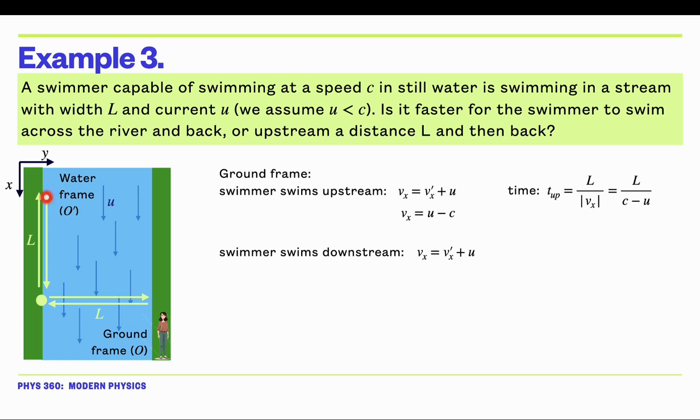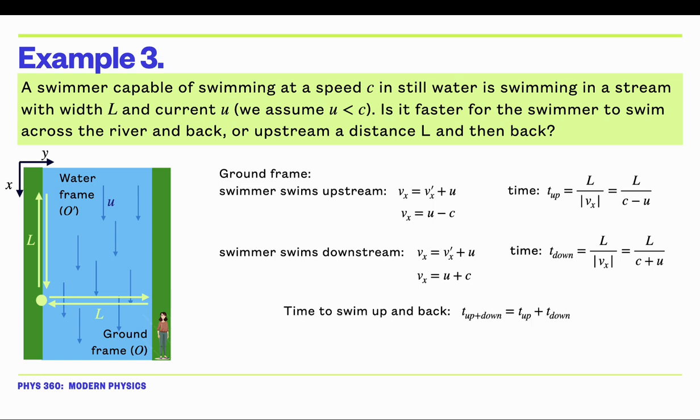So now when the swimmer turns around and goes back downstream, we get the same equation, but now the swimmer is swimming in the positive x direction, so we have a plus c instead of a negative c. So the time to go downstream is now going to be L over c plus u. So the total round trip time is just going to be adding those two values together. So L over c minus u plus L over c plus u. Get everything over a common denominator. The u will cancel, a negative u there. You'll get a 2c up top.